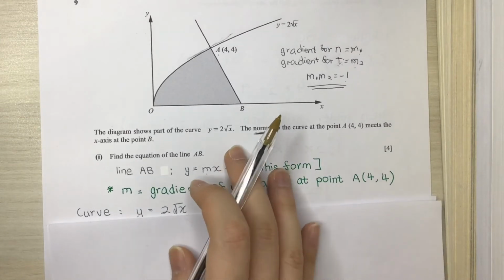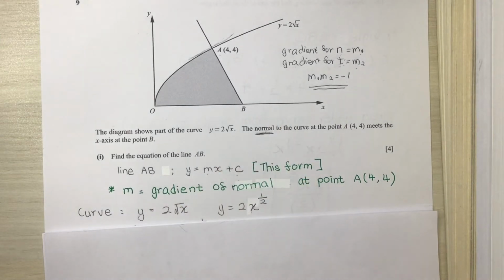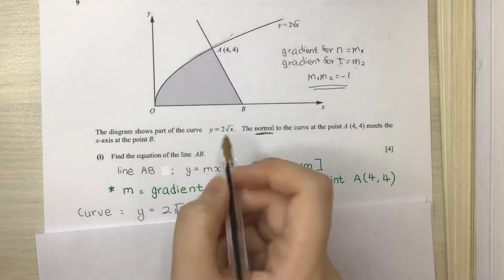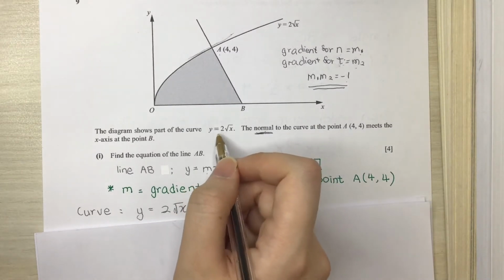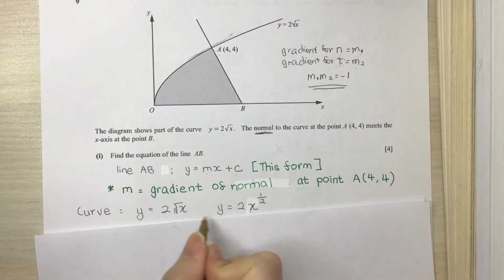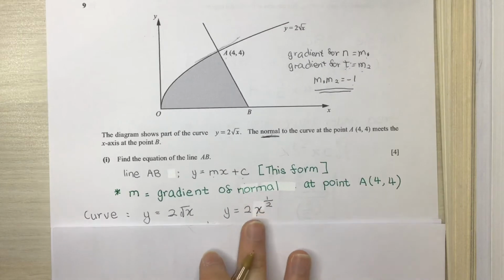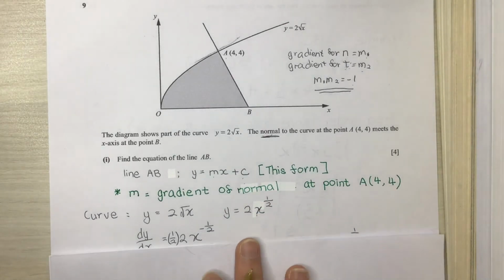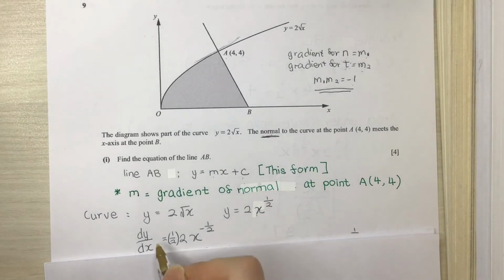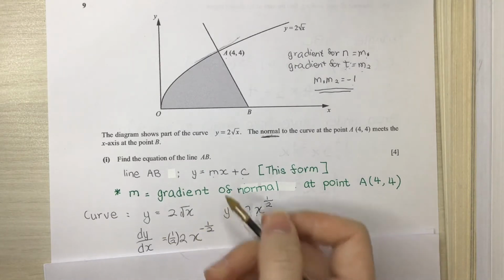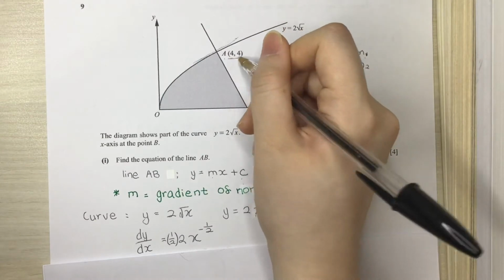And of course, to find the gradient of the normal, we will make use of the equation of the curve that they give us. We can write the curve in this form as well if you prefer, but it's up to you. We'll definitely first have to find its dy/dx, where we start looking for the gradient of the curve at this particular point, x = 4.